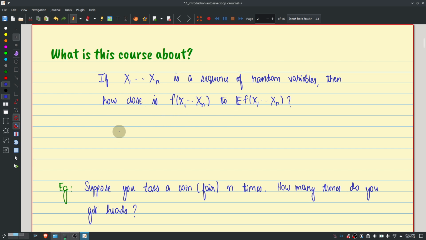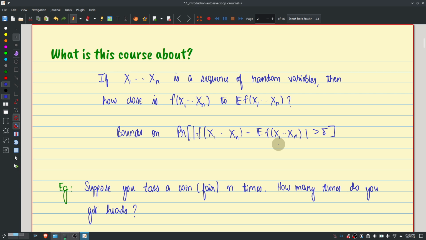So essentially, we want to design bounds on the probability that some function deviates from its expectation, right? So this is essentially the quantity. We want to derive bounds on this particular quantity. And we'll see a whole bunch of different ways to do this.